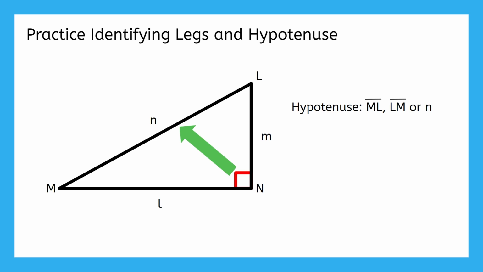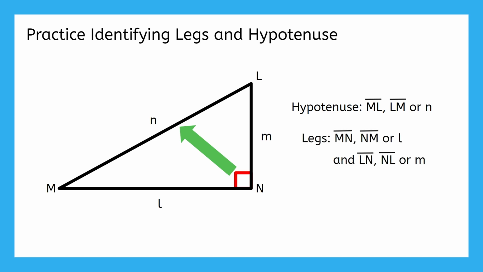Don't forget to put the little line on top for notation. We could also just use lowercase n since it was included on our diagram. As long as you have one of these answers, you are correct. You don't need all of them to be correct, but it is good practice. Now, how about the legs? Take a moment to name both of them.